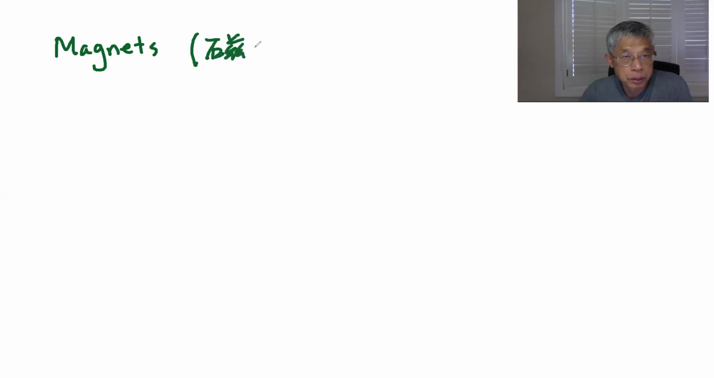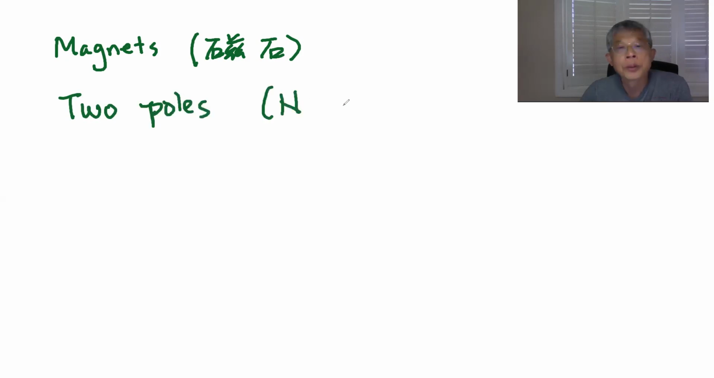Hi, we're going to talk about magnets. So magnet in Chinese is 磁石. A magnet has two poles, right? One is the north pole, and one is the south pole.